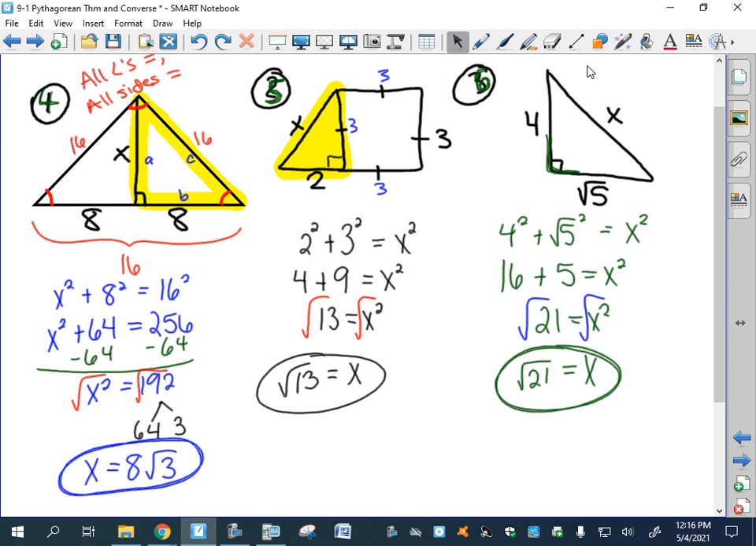Now we're going to do 3 more problems like this because I want to make sure that you understand how we can use Pythagorean theorem with different shapes and different things that occur. So let's look at another example.